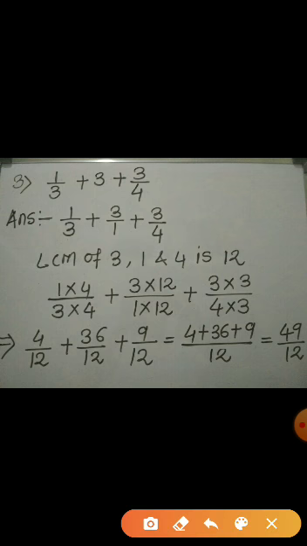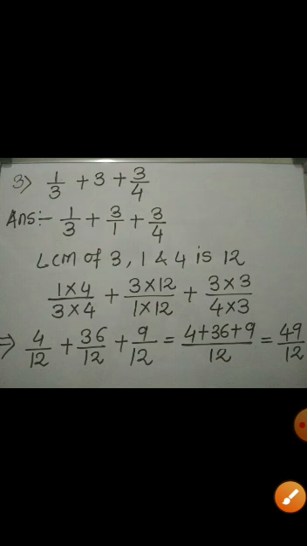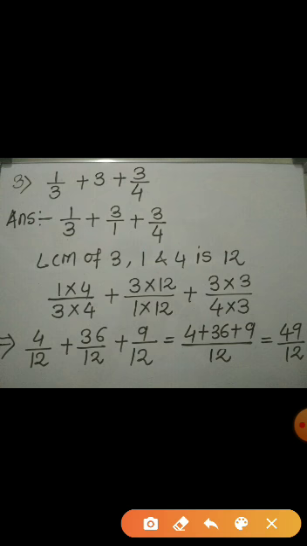And in the third fraction, the denominator is 4. And to make the denominator 12, we need to multiply it by 3. So you can see here, in the first fraction, I have multiplied the numerator and the denominator by 4. In the second fraction, I have multiplied the numerator and the denominator by 12. And in the third fraction, I have multiplied the numerator and the denominator by 3.